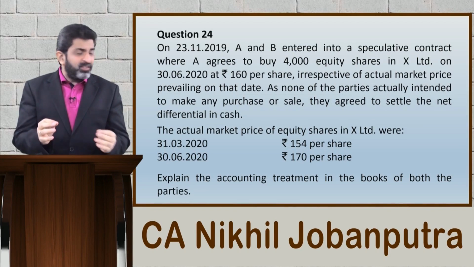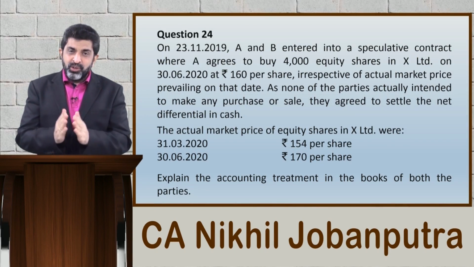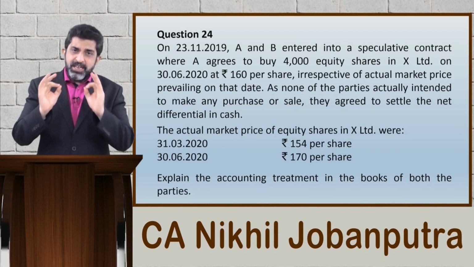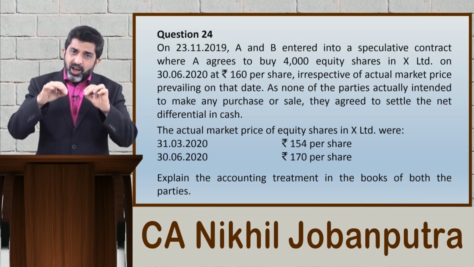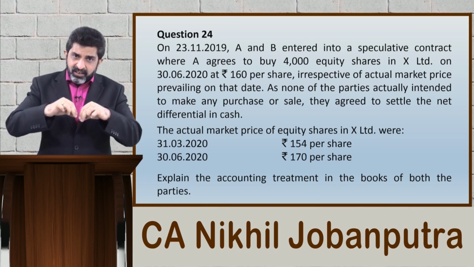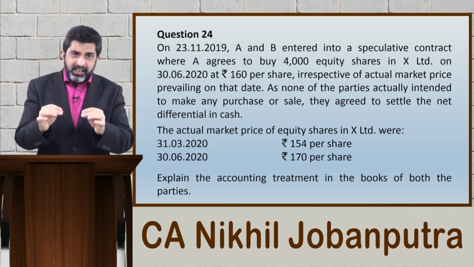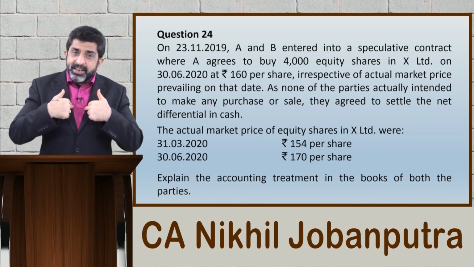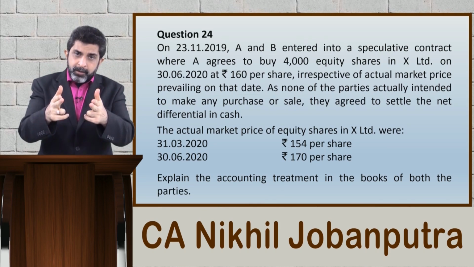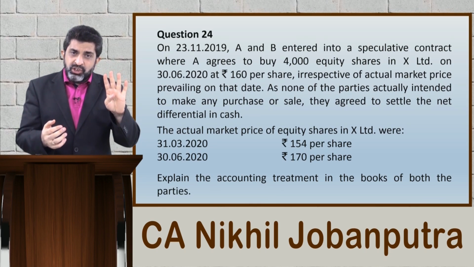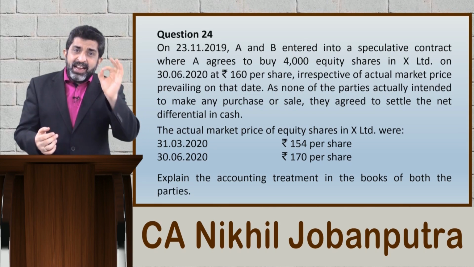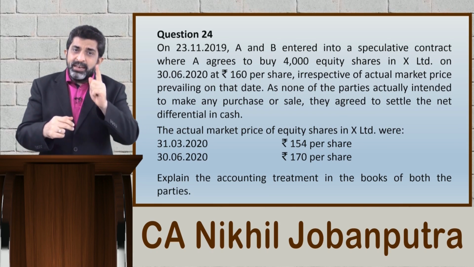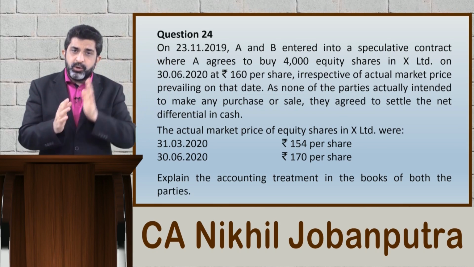So friends, let us first discuss this entire scenario. Assume that I am A and you are B. We have made a contract at today's date. Today's date in this example is 23rd November 2019, where A has agreed to make a purchase from B of 4,000 equity shares of X Limited at an agreed price of rupees 160 per share, and this settlement will take place on 30th June 2020.